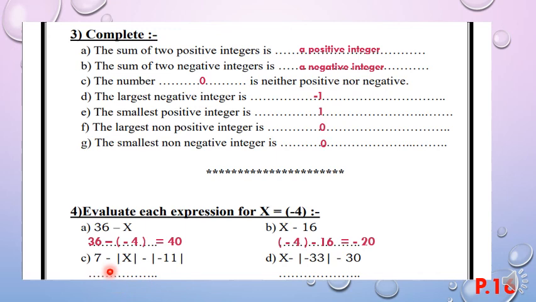Letter C. 7 minus absolute value of x minus absolute value of negative 11, which means 7 minus absolute value of negative 4 minus absolute value of negative 11, which means 7 minus 4 minus 11 equals negative 8. Letter D. x minus absolute value of negative 33 minus 30. So negative 4 minus 33 minus 30 equals negative 67.